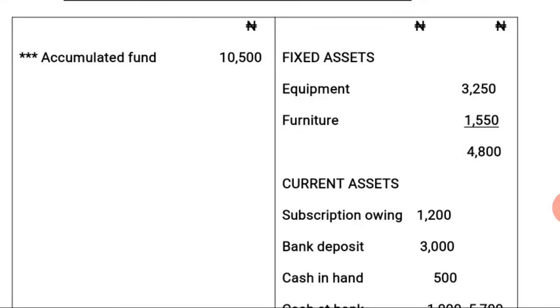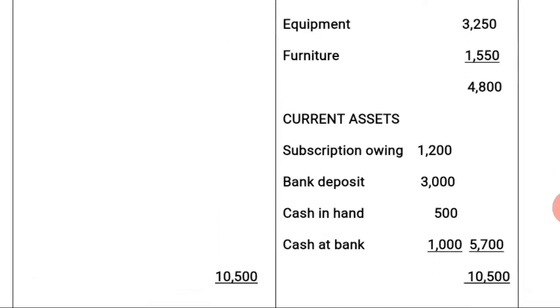So from the question, we have the values from additional information 1 as at the end of the year 2013, as at 31st December 2013. In additional information 1, we are informed that the value of our equipment was 3,250. Then the value of furniture was 1,550 naira. So by adding the two together, which are our fixed assets, we have the total value of 4,800 naira as the fixed assets as at the beginning of the year.